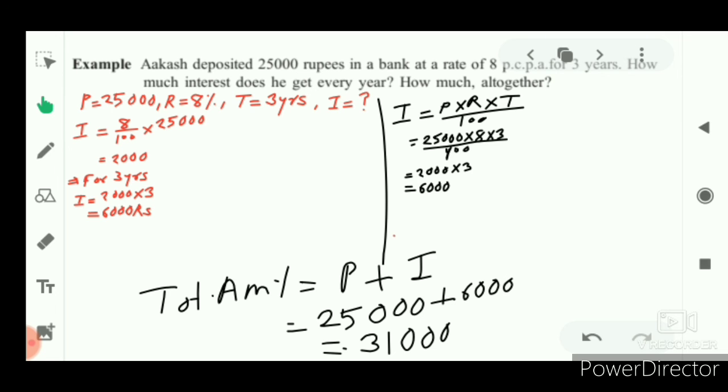Hope you have understood this concept, and this formula is very important. Interest equal to PRT by 100. If principal amount, rate of interest and time is given, and we have to calculate the interest, or if any three things are given and we have to calculate the fourth thing, then we use this formula. And if time is not given, we can generally take time as 1 year.